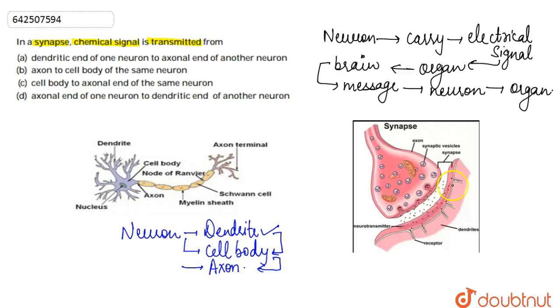So in between one neuron and another neuron there is a gap, which is known as the synaptic gap. It's a synaptic gap, or we can also call it a synapse. So it's a gap between one neuron and another neuron, or we can say it's a gap that is seen between the axonal end of one neuron and the dendrites of the another neuron. So that gap is basically known as the synapse.